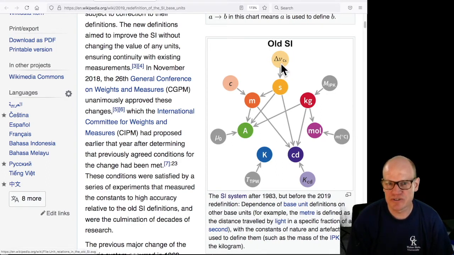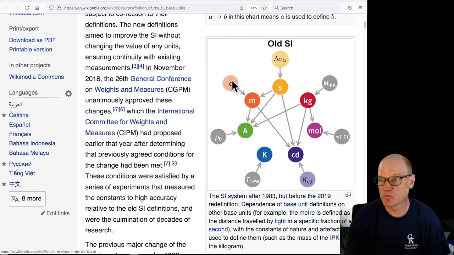In 1983, it changed from quartz vibrations up to this atomic clock. But this is the way the system of units worked. There were some things that you could measure, or some things that you could define. So there's this atomic clock that you could measure. There's the speed of light, which was defined.